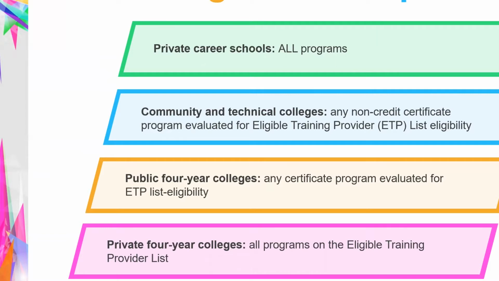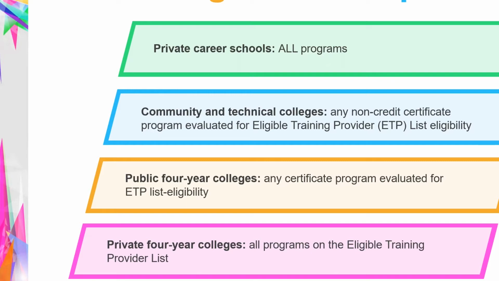If you're a community and technical college, you have to report any non-credit certificate program that you want to have evaluated for our state's eligible training provider list. And CareerBridge, if I did not mention before, is home to our state's eligible training provider list. So if you are not a private career school, you are reporting data because you want to be on our state's eligible training provider list.